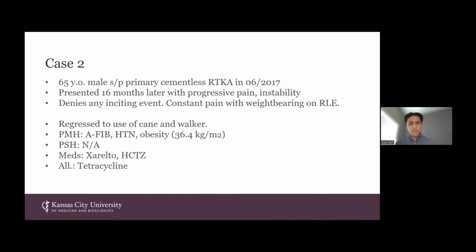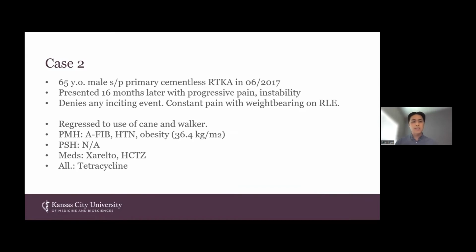There was also no inciting event with case 2, but he had constant pain with weight bearing on that right leg. He was able to walk without a cane and walker within the first several months of his knee replacement in 2017, but now regressed to use of those assisted devices. Some of his past medical history includes atrial fibrillation, hypertension, as well as obesity. For medications, he was taking Xarelto, hydrochlorothiazide for that AFib and hypertension, and he had allergies to tetracycline.